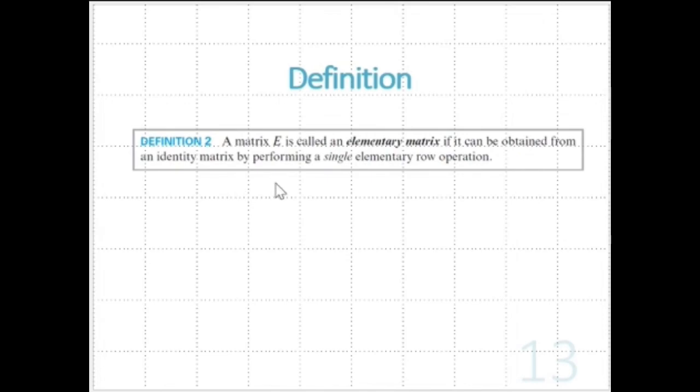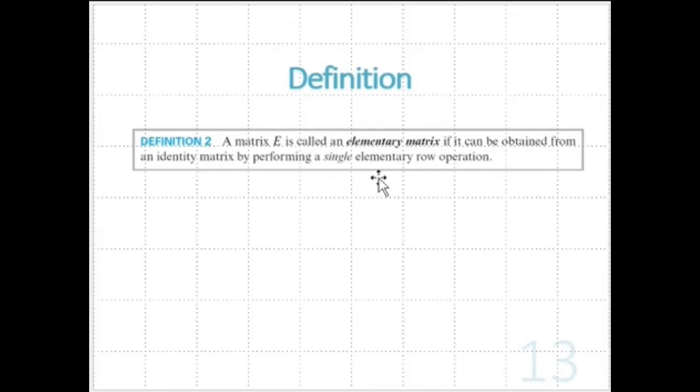So here's a new definition that you're going to want to take note of: what is now an elementary matrix. So we had zero matrices, we had identity matrices, and now we're going to have an elementary matrix. Here you got to be very careful about your definition. A matrix E is called an elementary matrix if it can be obtained from an identity matrix by performing a single elementary row operation.